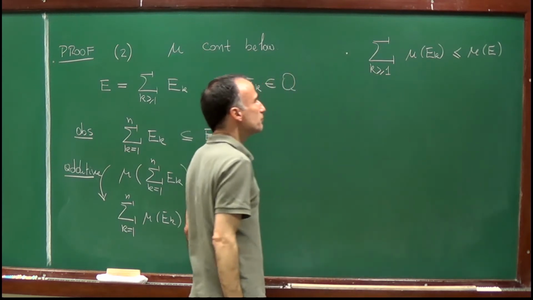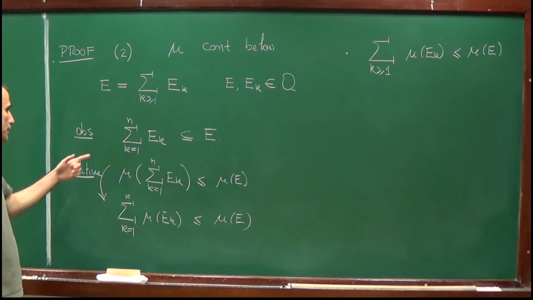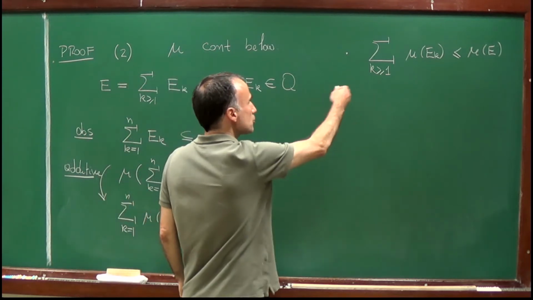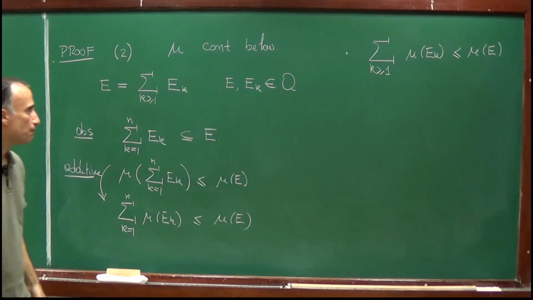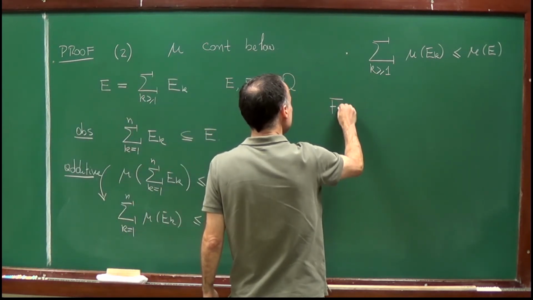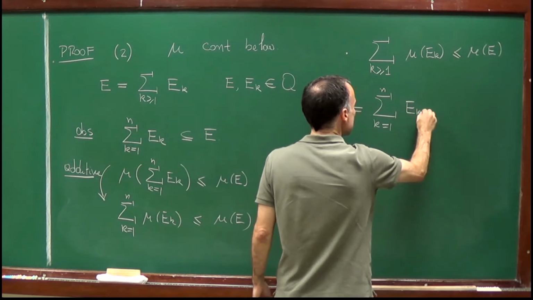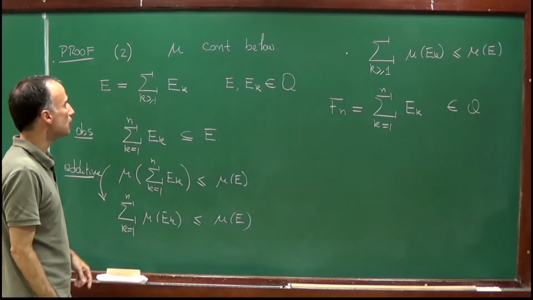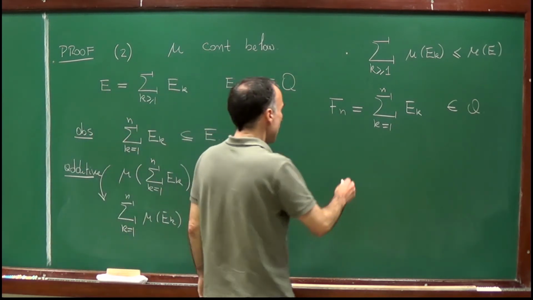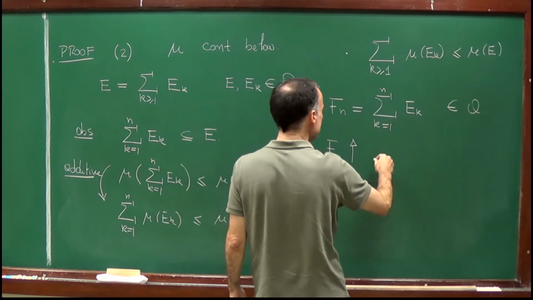So what we really need to do is to prove the reversed inequality. And for the reversed inequality, we will use the fact that mu is continuous at E. So this is just an observation. Note that this inequality always holds if mu is additive. But now, to prove the identity, let's define Fn to be the union of the first n terms. So Fn belongs to the algebra because each of the sets Ek belongs to the algebra. Fn is an increasing sequence, and it increases to the union of Ek, which is E.